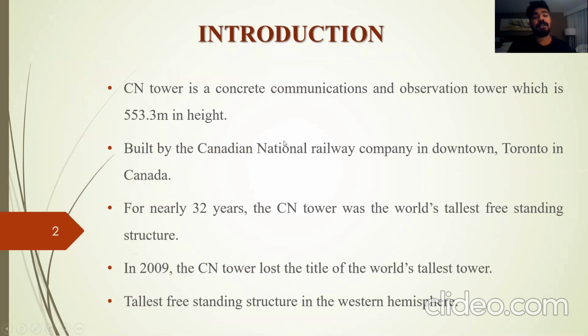In the introduction part, the CN Tower or the Canadian National Tower is a concrete communications and observation tower, which is 553.3 meters in height and was built by the Canadian National Railway Company in downtown Toronto in Canada. The tower was completed in the year 1976 on former railway roads, and the CN Tower is a very well-known tourist site which attracts millions of tourists, international visitors every year.